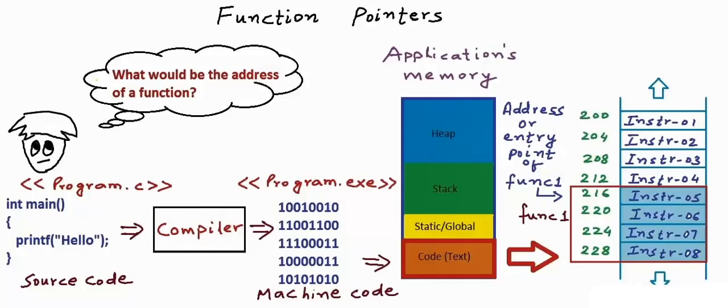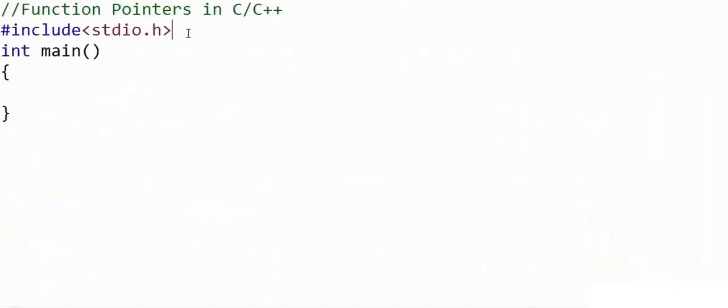When we say function pointers store address of functions, we basically mean that function pointers store the starting address or entry point of the block of memory containing all the instructions in a function. Let's now see how we can create and use function pointers in a C or C++ program. I'm going to write a simple C program here.